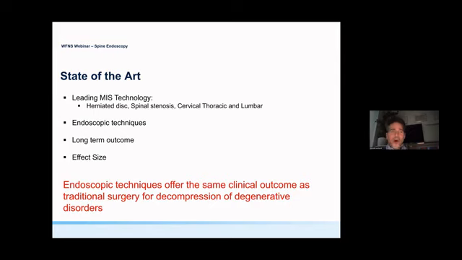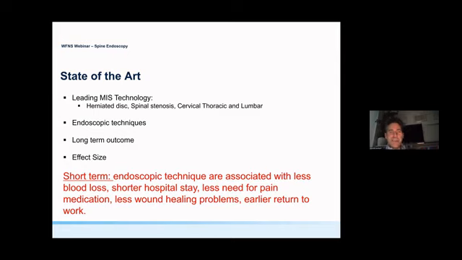So overall, if we look at the available clinical outcome data that we have so far, we know that endoscopic techniques offer the same clinical outcome as traditional microsurgical decompression for degenerative disorders in the short term, and that also has been published a lot. Endoscopic techniques are associated with less blood loss, shorter hospital stay, less need for pain medication, less wound healing problems. I think this is the hardest selling point, let me phrase it this way, and early return to work.